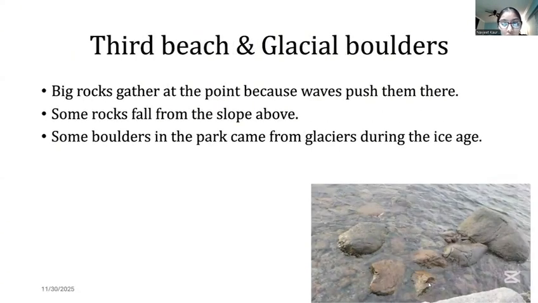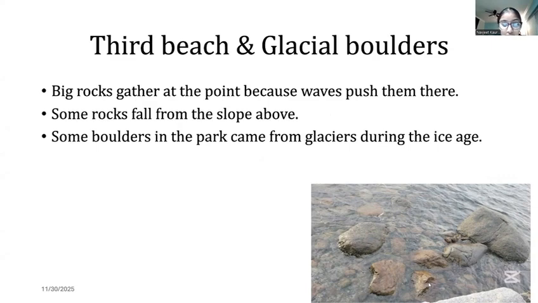Now I'm talking about the third beach point. At third beach point, we saw many large rocks in the water. I used photos which show rocks underwater. These rocks are here for three main reasons.